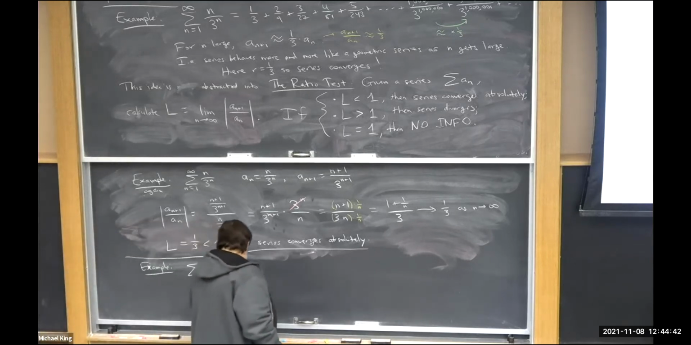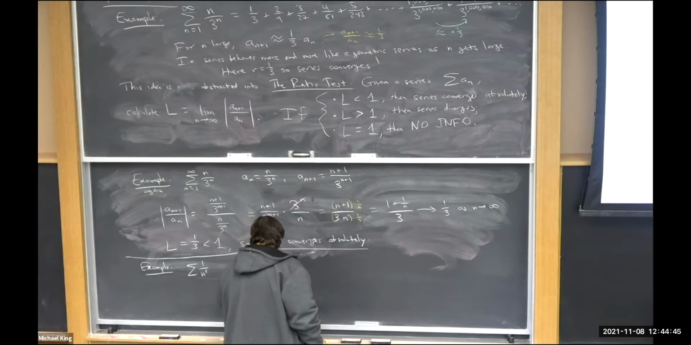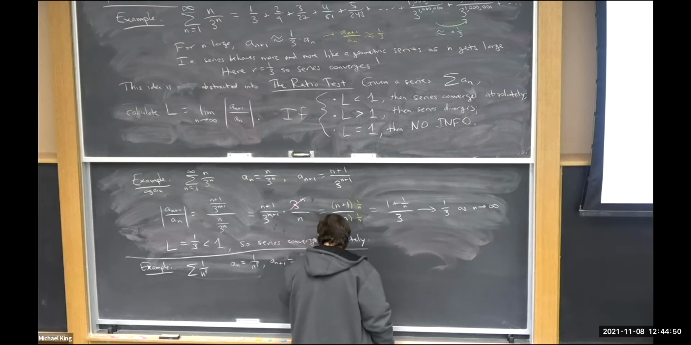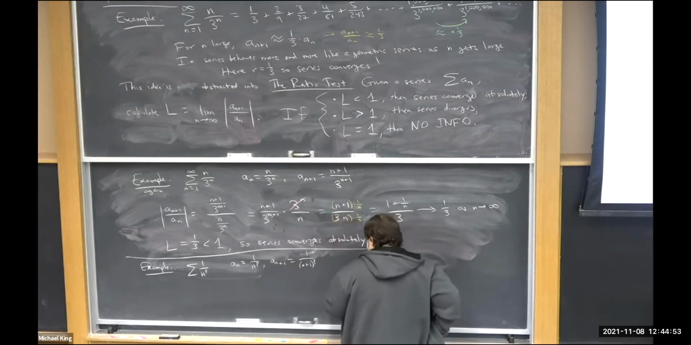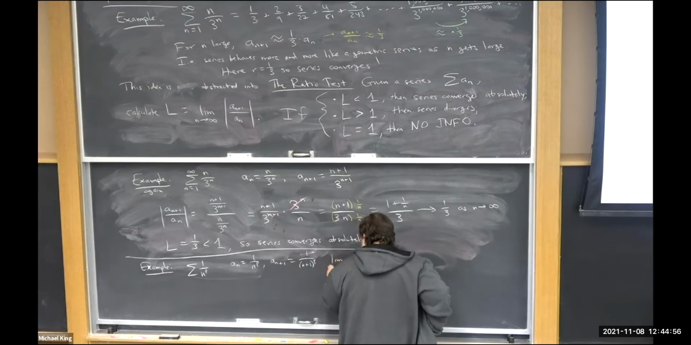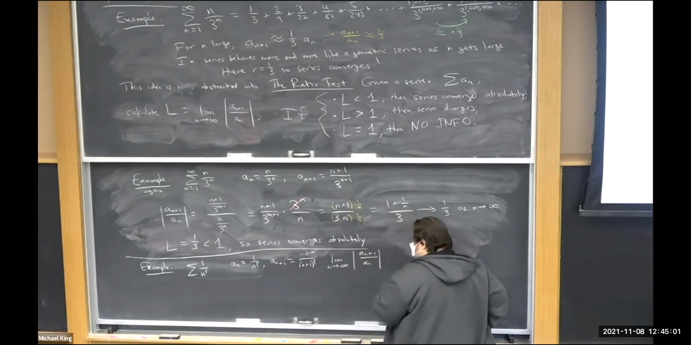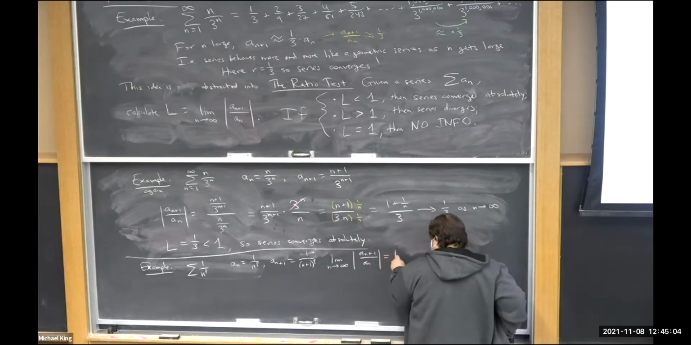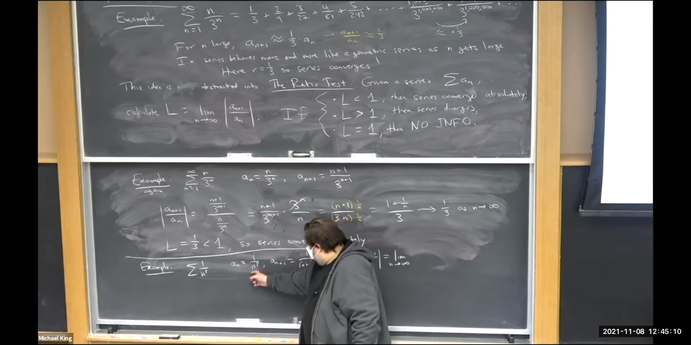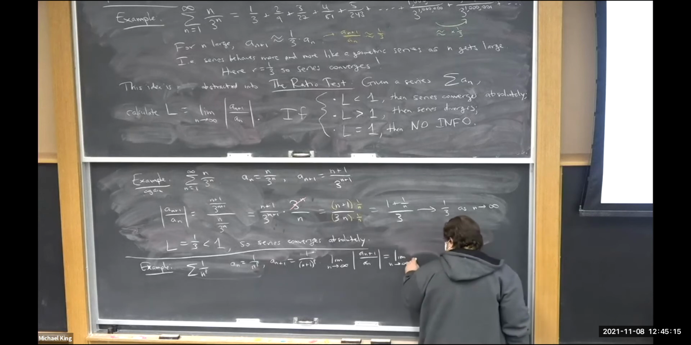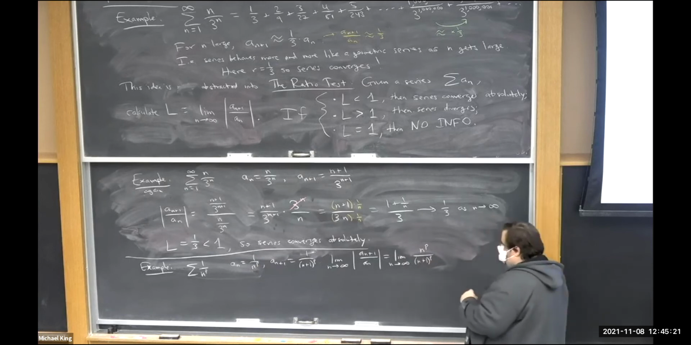So a sub n is 1 over n to the p, a sub n plus 1 is 1 over n plus 1 to the p. And so the ratio, the limit as n goes to infinity of this divided by this. This is on the bottom, so it will flip up on top. And so we'll get n to the p over n plus 1 to the p. If you actually write that out, you'll get that.